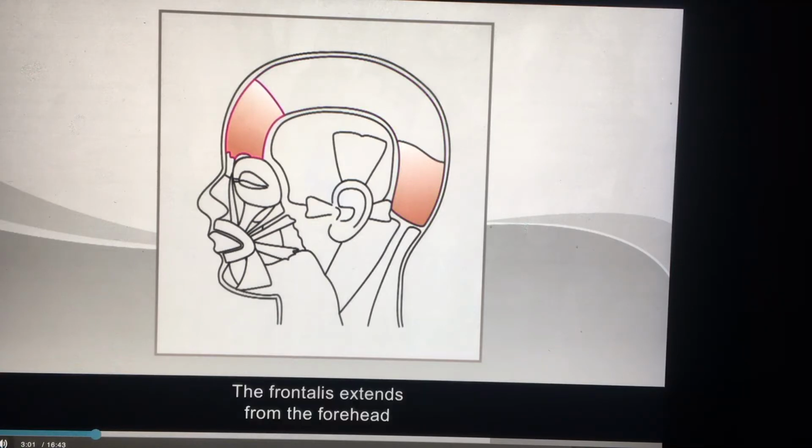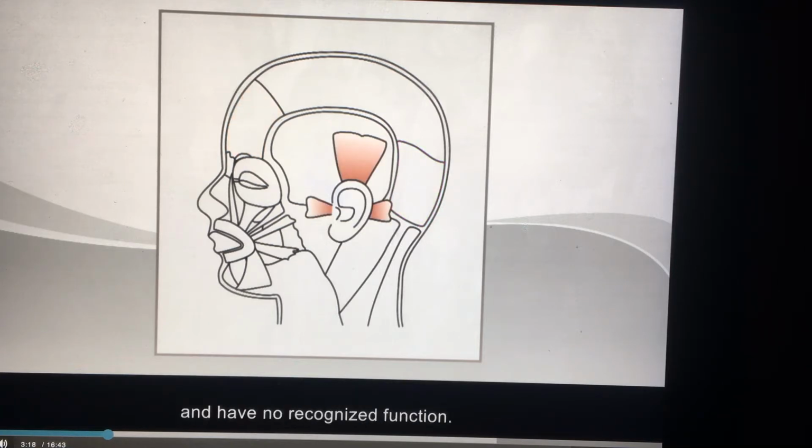The frontalis extends from the forehead to the top of the skull. This muscle raises eyebrows and draws the scalp forward. The occipitalis muscle is found at the nape of the neck and draws the scalp back. The 3 muscles of the ear are stationary and have no recognized function.